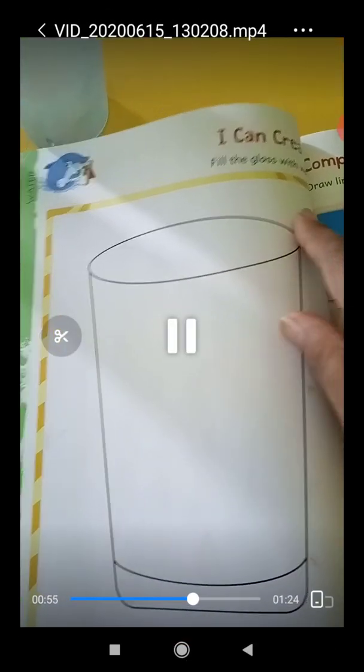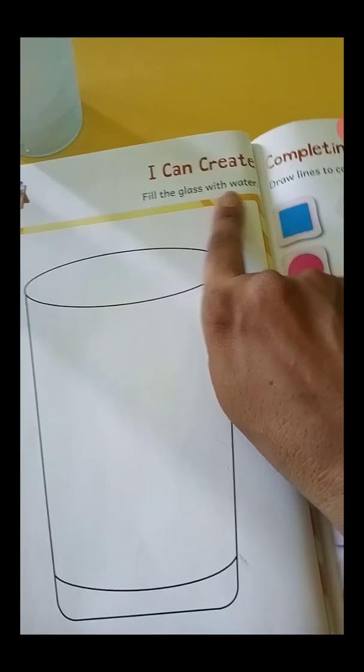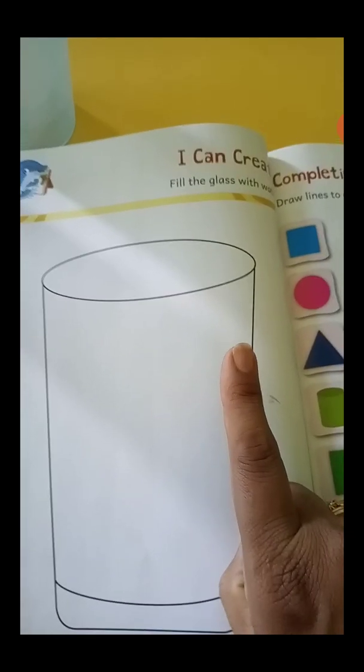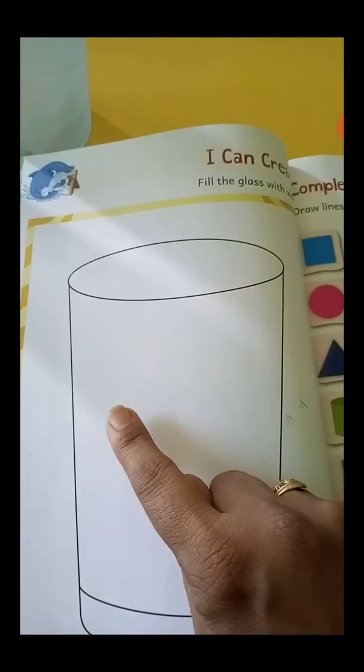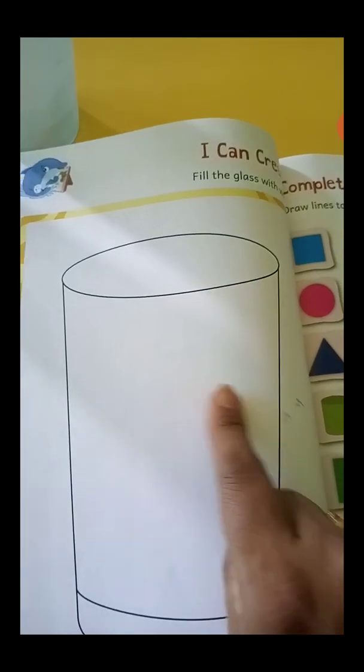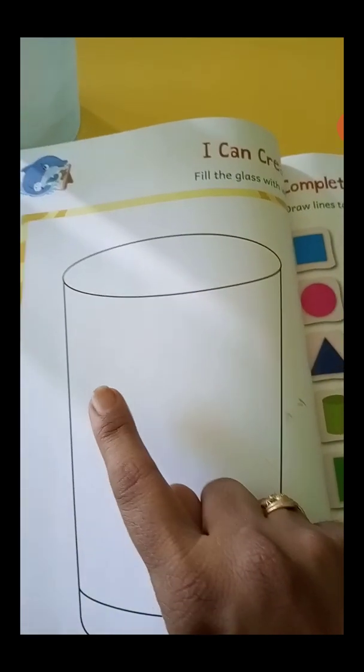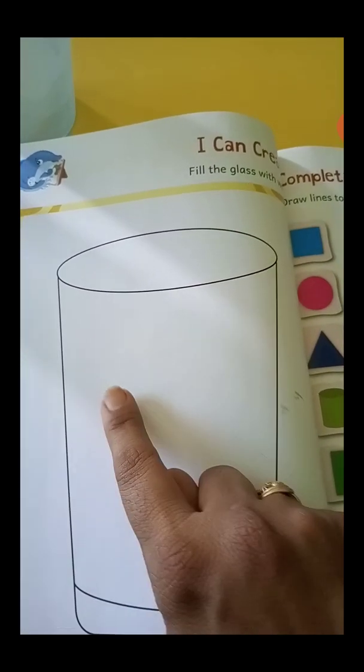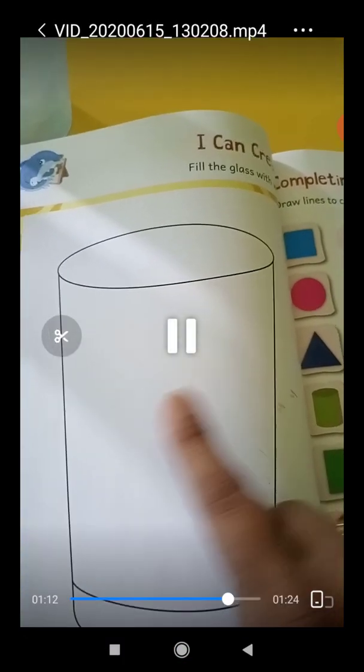Now students, open your page number 40 of I Can Achiever book. Fill the glass with water. Now students, here we do finger painting with watercolor blue like this.